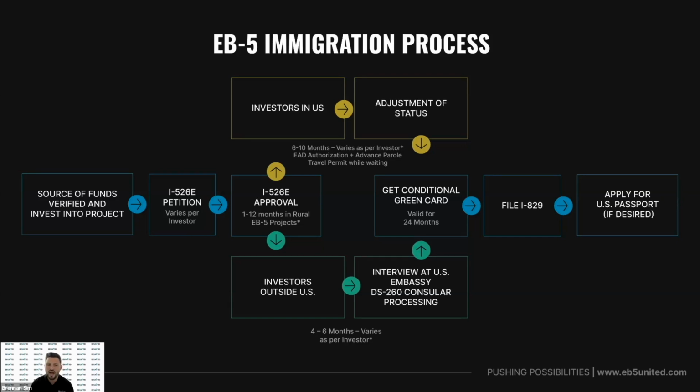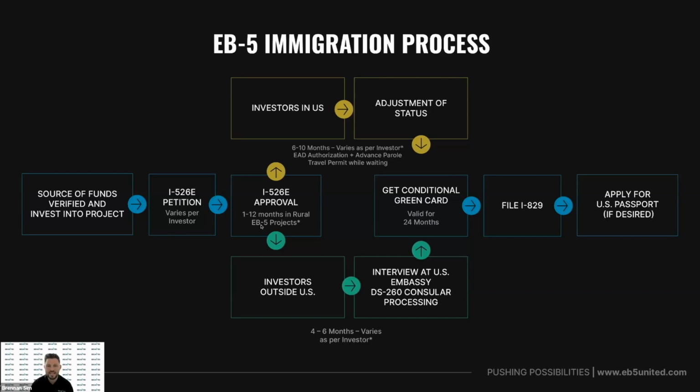We still do not have an approval in the one high unemployment urban project that we did since the RIA was passed. So those have been filed for more than a year and a half, and we still don't have any I-526E approvals outside of the rural areas. But we have well over 100 I-526E approvals in our rural projects.